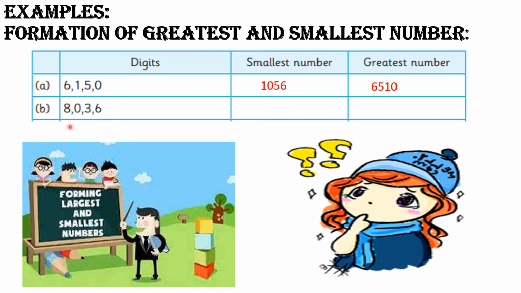Here you have 4 digits, 8, 0, 3, 6. Like the previous example, we can't start the smallest number with 0. So we'll go to the next smallest number, which is 3 over here. So 3, 0, 6, 8, which is 3068. Let's form the greatest number, which is 8, 6, 3, 0. So 8630.